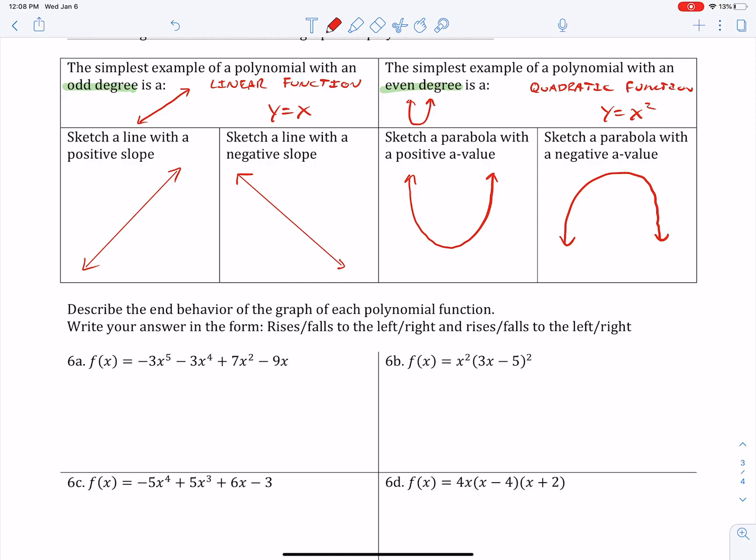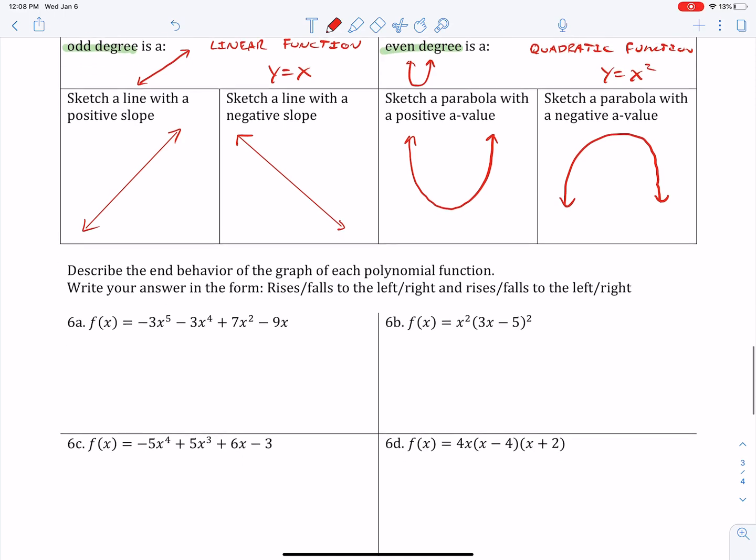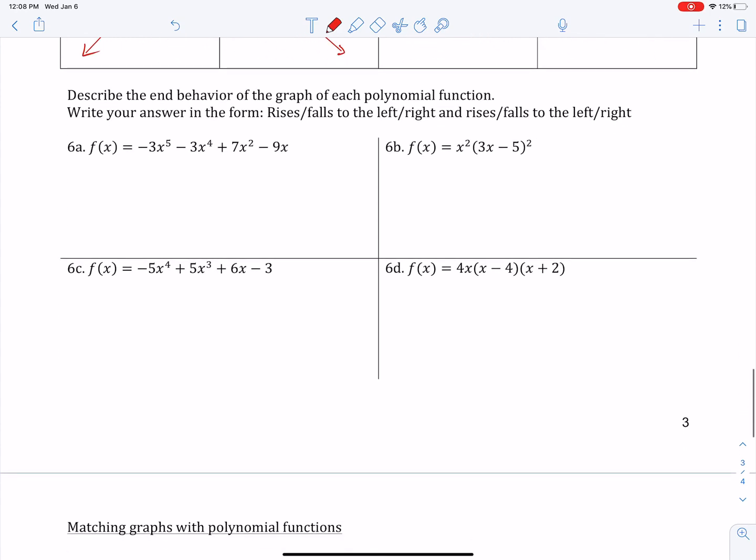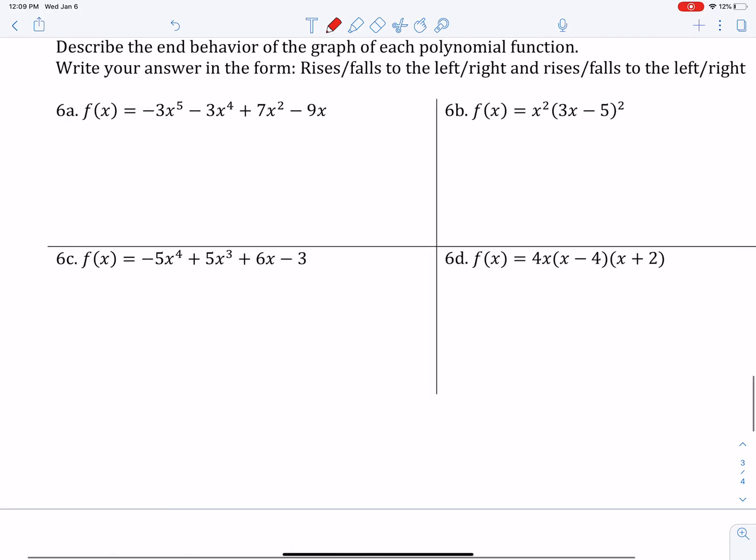We're just trying to make the connection here to when talking about our exponents. And that's what these examples are down here. It says, describe the end behavior of the graph of each polynomial function. Write your answer in the form rises/falls to the left/right and rises/falls to the left/right. Well, let's look at 6a here. 6a says f of x equals negative 3x to the 5th power minus 3x squared plus 7x squared minus 9x.